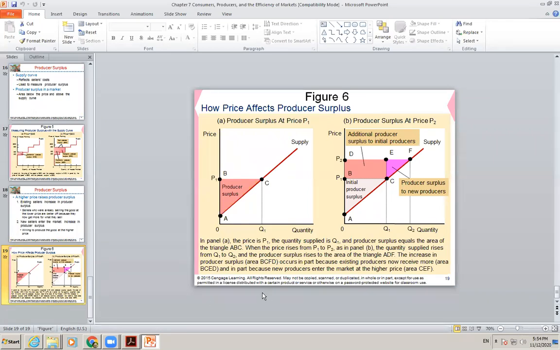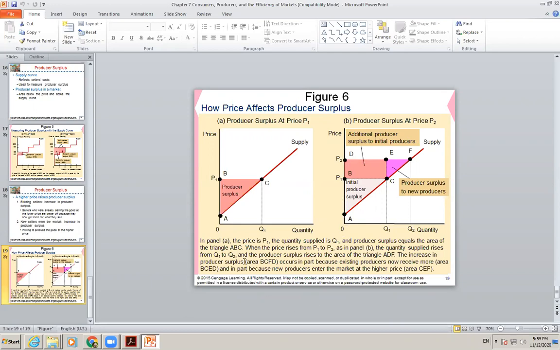So in panel A, the price is P1, the quantity is Q1, and producer surplus equals the triangle area ABC. When the price increases from P1 to P2, which is illustrated in panel B, the quantity supplied rises from Q1 to Q2. So the producer surplus at the same time will go up. That is illustrated in the triangle ADF. So this is the whole total producer surplus.